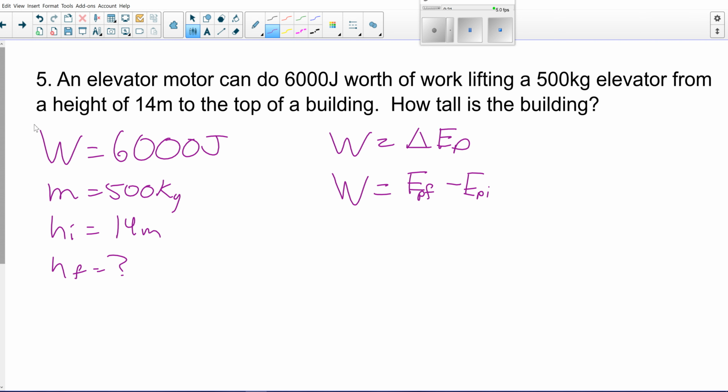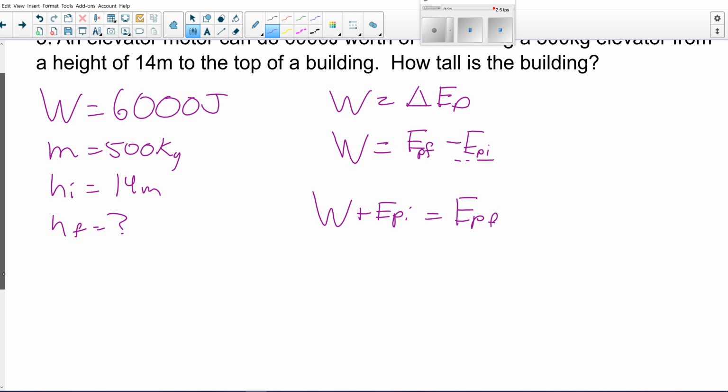So if I want to find the final height, which is part of EP final, what do I have to do with EP initial? Like before I plug in my mgh, what do I need to do with this term here? Move it to the other side. What's the opposite of subtracting? Adding, right? So I add it to the other side. So I'm going to have work plus my initial potential energy. So the change in energy plus my initial energy should give me my final energy. Now I can expand this out again. This is a lot like the one we did with the sprinter, where they didn't start at 0, except this one's potential and that one was kinetic.